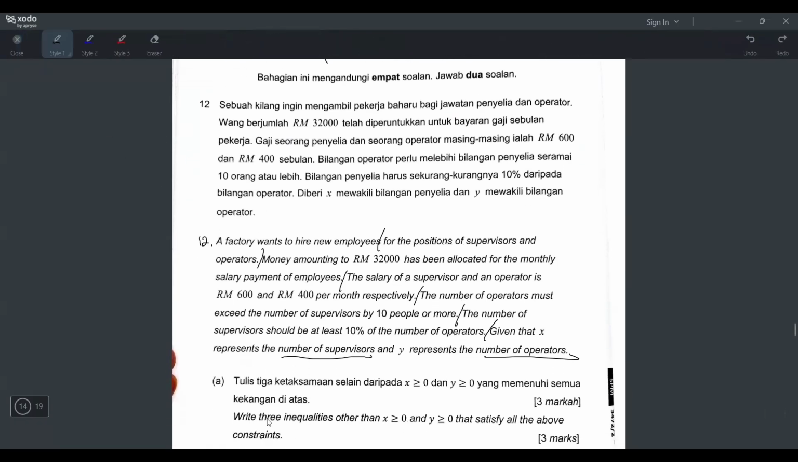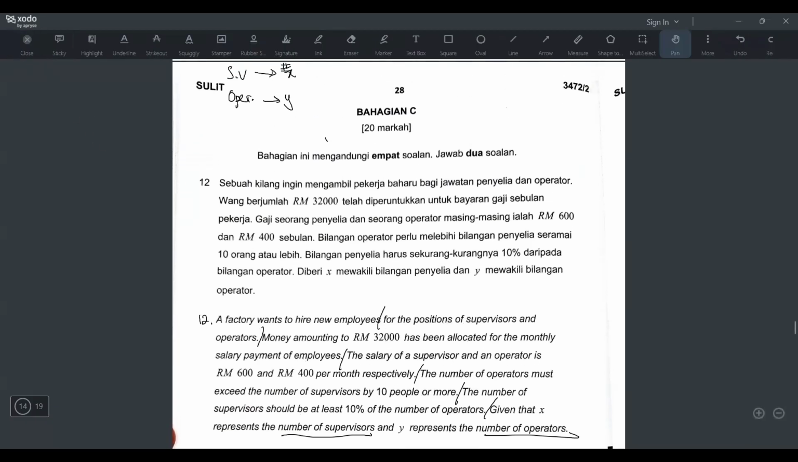The question A asks us to write 3 inequality, right? Other than X positive, Y positive, satisfied. Okay, boleh. So the 3 inequality should be inside this paragraph. So let's read again this time. But this time, it will be easier already because you already know what your XY represents. Okay, so let's go. A factory wants to hire new employees for position of supervisor, operator. Okay, boleh. Money amounting to 32,000 has been allocated for the monthly salary payment of employees.